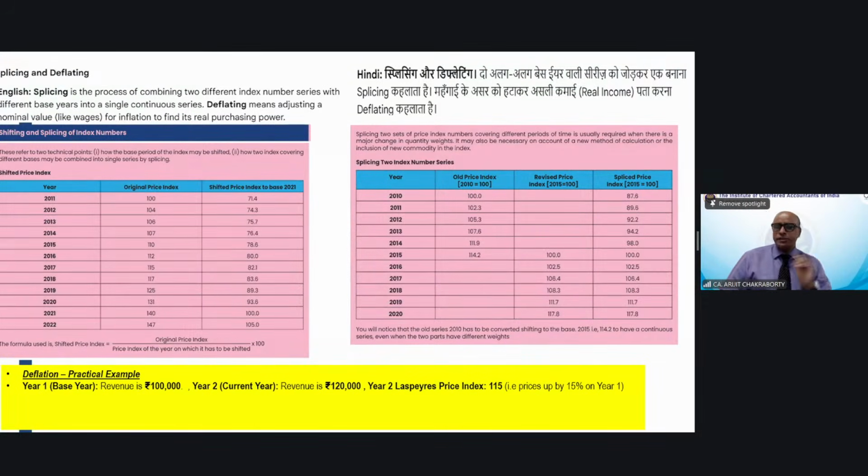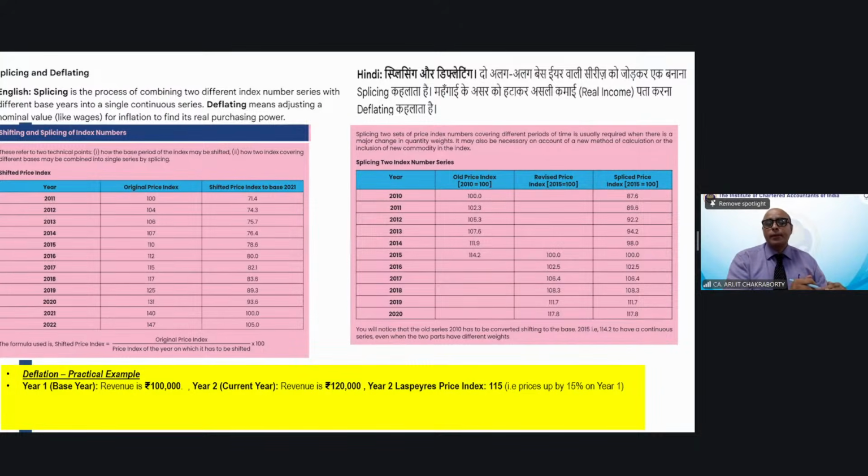Year 1, say it is the base year, 2015 ले लीजिए, 2018 ले लीजिए. Say the revenue of a company is 1 lakh. Okay. In the second year, current year मान लीजिए, the revenue is 1,20,000. But the price index, say for example, for year 2 is 115. That means year 1 was 100, year 2 is 115. That means prices have actually shot up by 15% based on the base year.